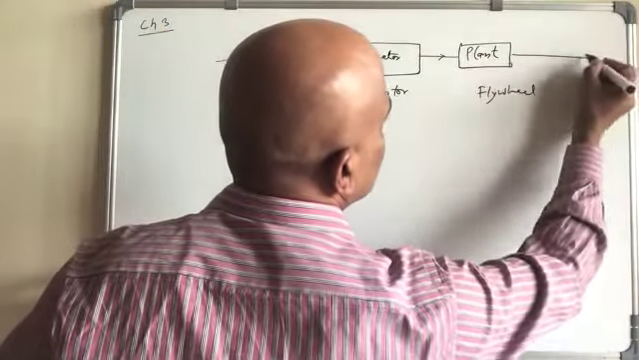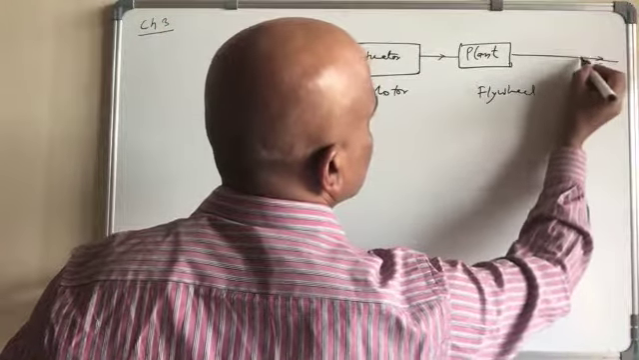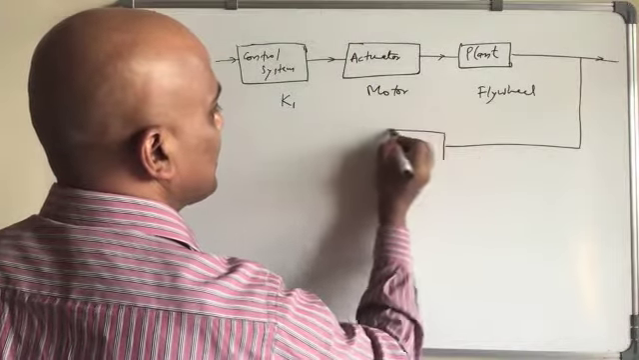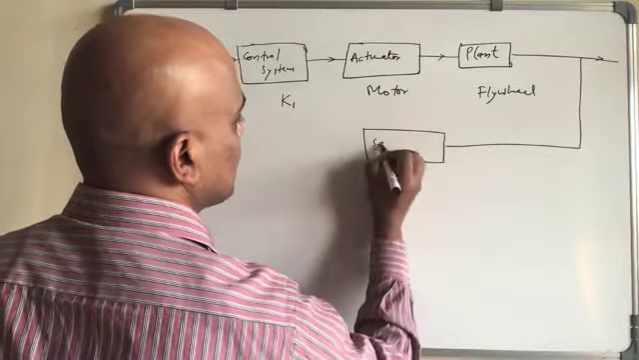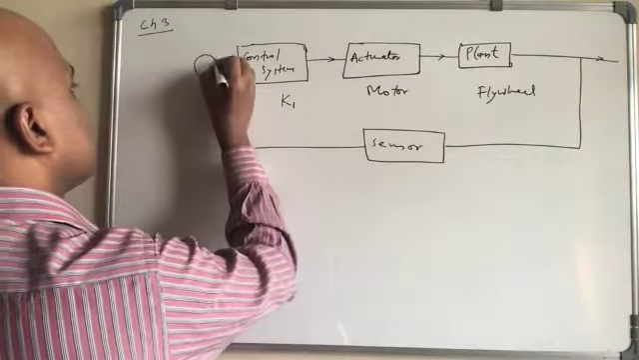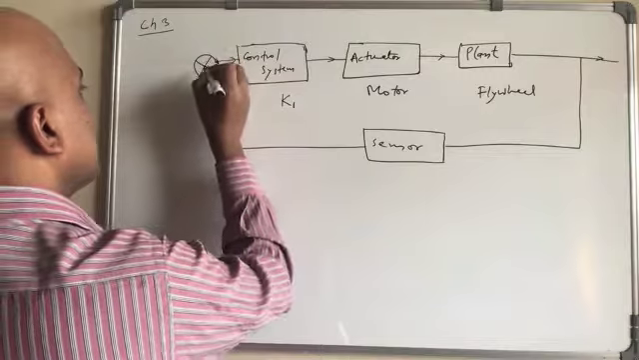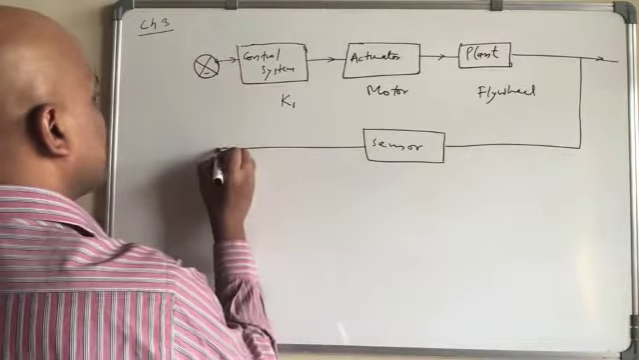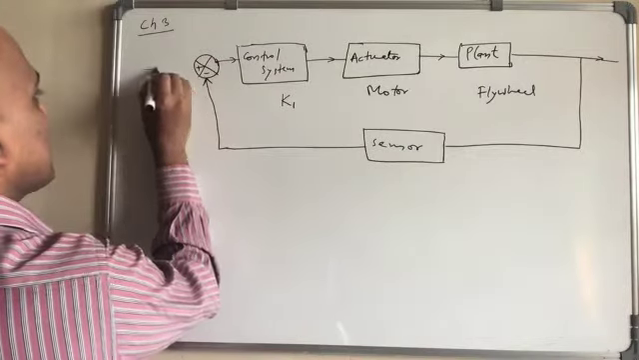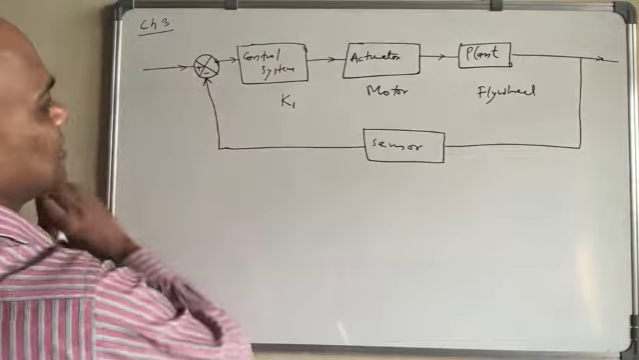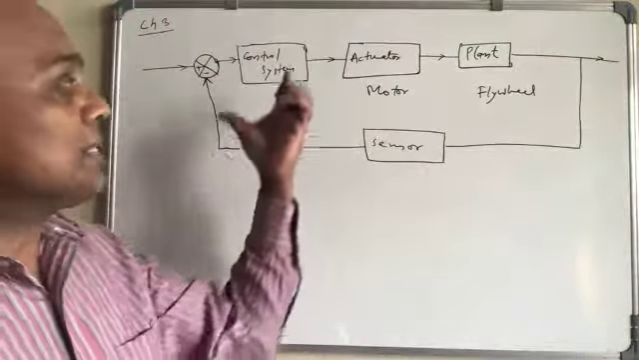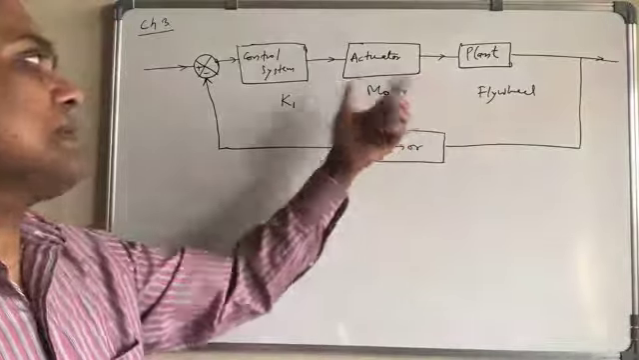Then this goes like this, and then there is a negative feedback. Here there is a sensor, and there is a summing point here. So this is a minus, so this is a negative feedback. This is plus, and this is the input. Right? So this is what we have studied. These are typically what the control system looks like.